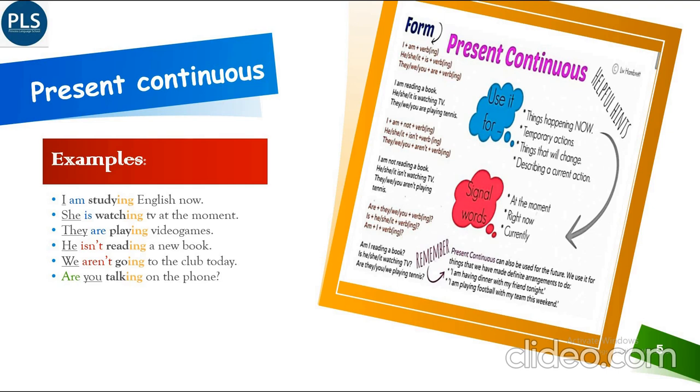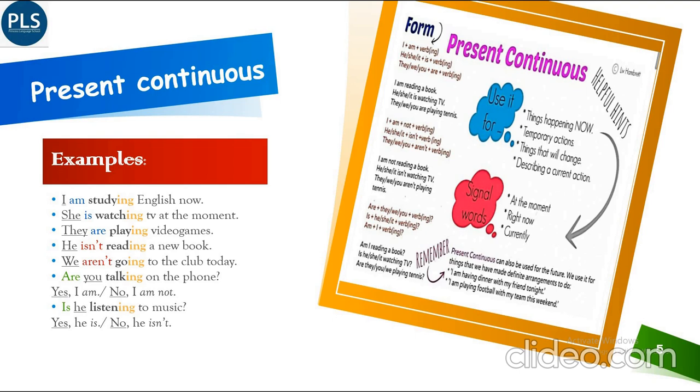Now let's look at the yes or no question. And of course the question is going to start with are if the subject is a plural subject, or is if it's a singular subject. Here we have a plural subject, so the question says, are you talking on the phone? And the answer is going to be, of course, yes, I am, or no, I am not. Let's look at another question. Is he listening to music? The answer is going to be, of course, yes, he is, or no, he isn't. Here, the verb stays always with ing.